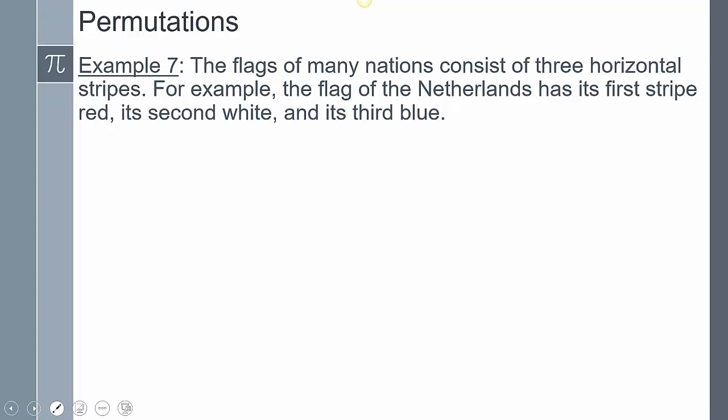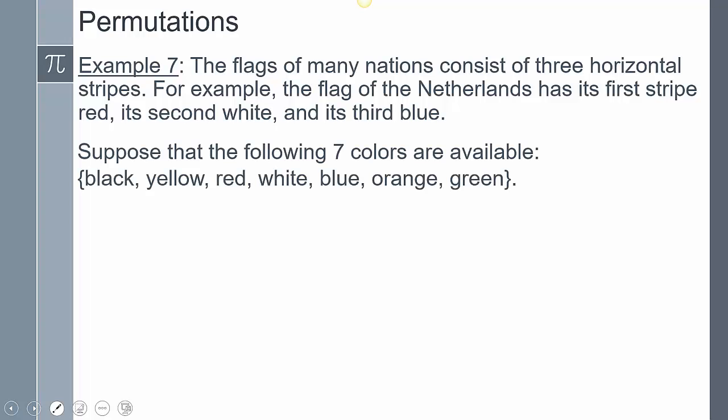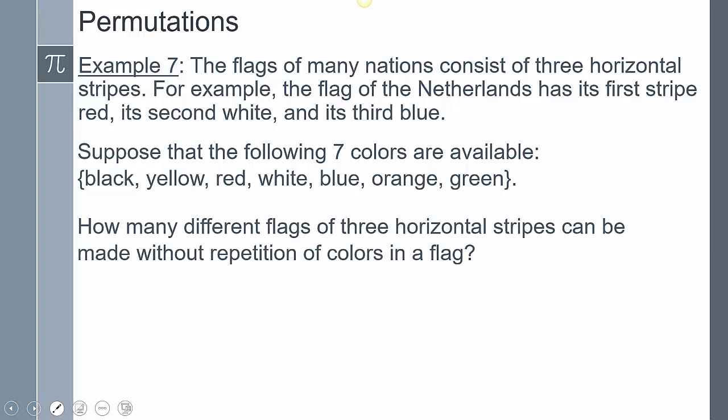Example number 7 says the flags of many nations consist of 3 horizontal stripes. For example, the flag of the Netherlands has its first stripe red, its second white, and its third blue. Suppose that the following 7 colors are available: black, yellow, red, white, blue, orange, and green. How many different flags of 3 horizontal stripes can be made without repetition of colors in a flag?